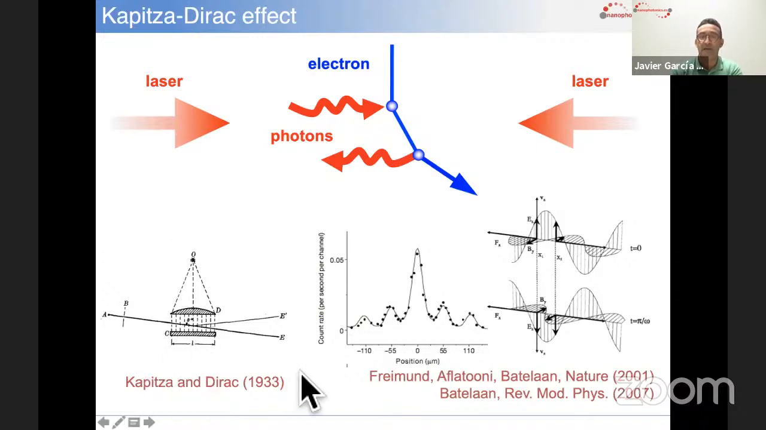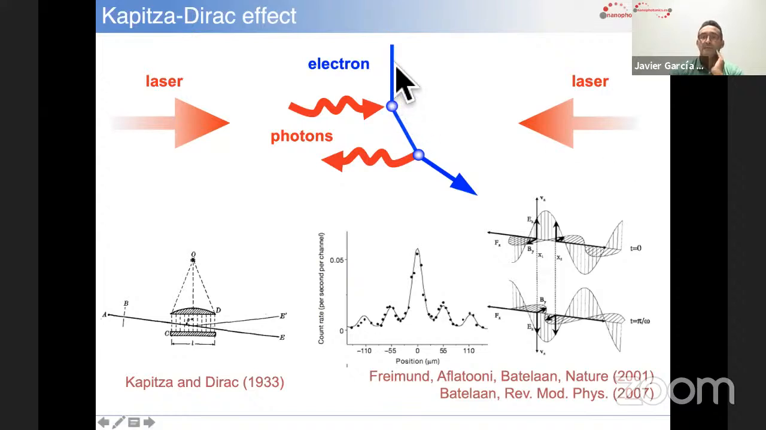This is the Kapitsa-Dirac effect, by which you can deflect electrons just by light without the intervention of any material structure. So I will explain myself. You have two laser fields that are counter-propagating, and if the two lasers are coherent with each other, so it's part of the same laser with some mirror or something, then you have a standing wave of light, and this is like an optical grating, okay?